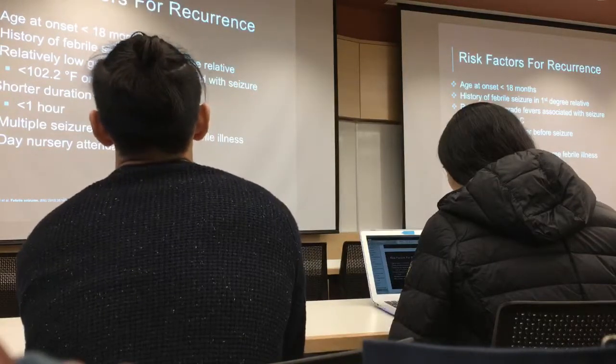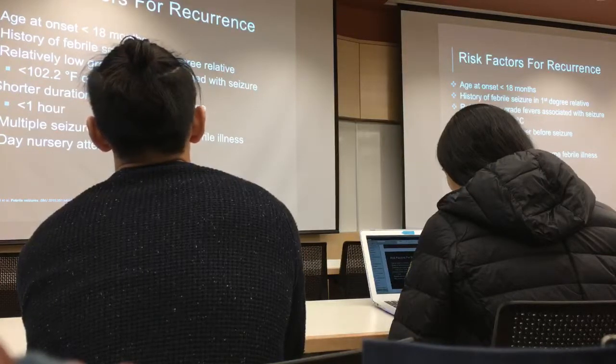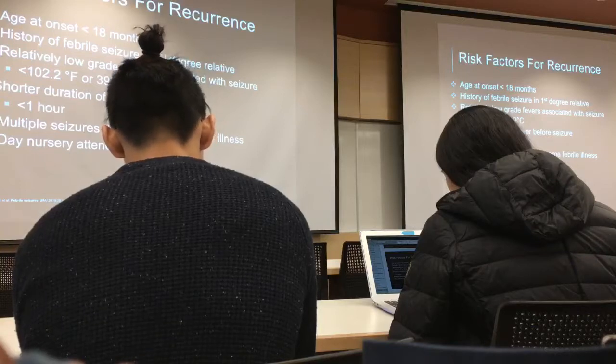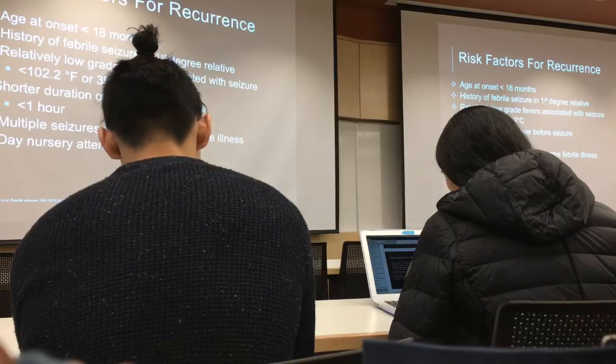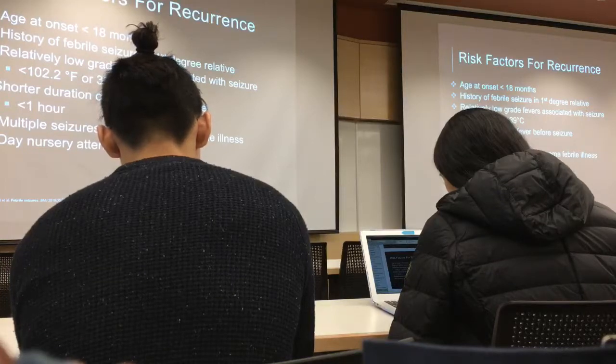So if the child is less than 18 months of age, that's a risk factor. If they've had seizures before, or they have a first-degree family relative that has a seizure, that also puts them at risk. If they've had a relatively low-grade fever that's associated with the seizure, that can also do that. And also, if the duration of the fever was less than an hour before the seizure onset, studies have shown that actually can be a risk factor, along with multiple seizures in their past and any type of nursery or child care.